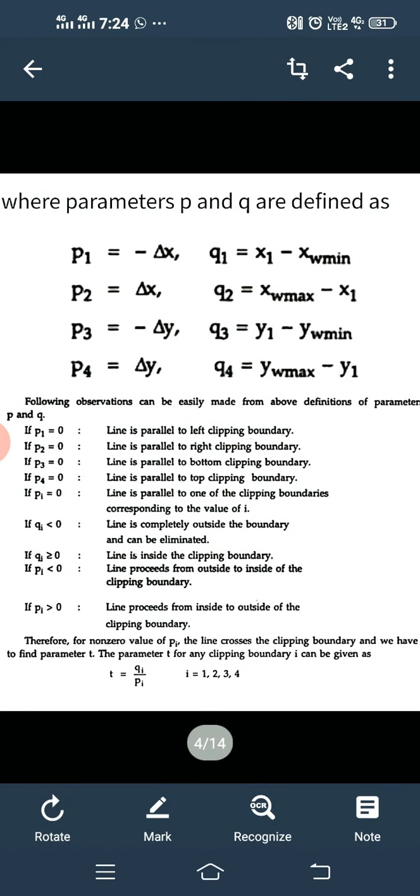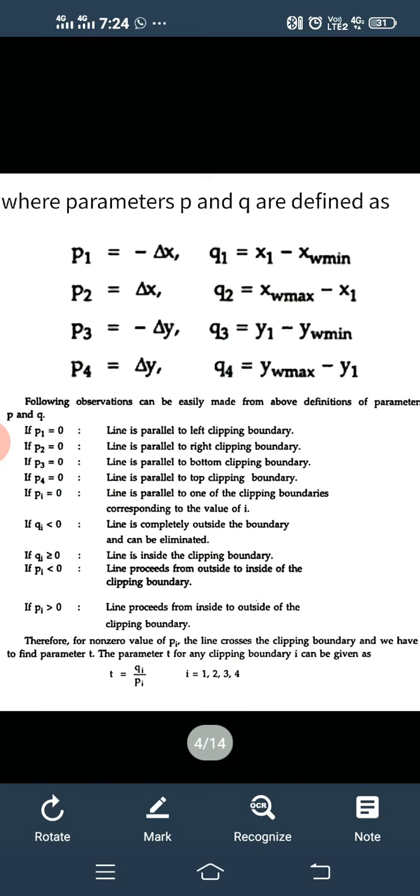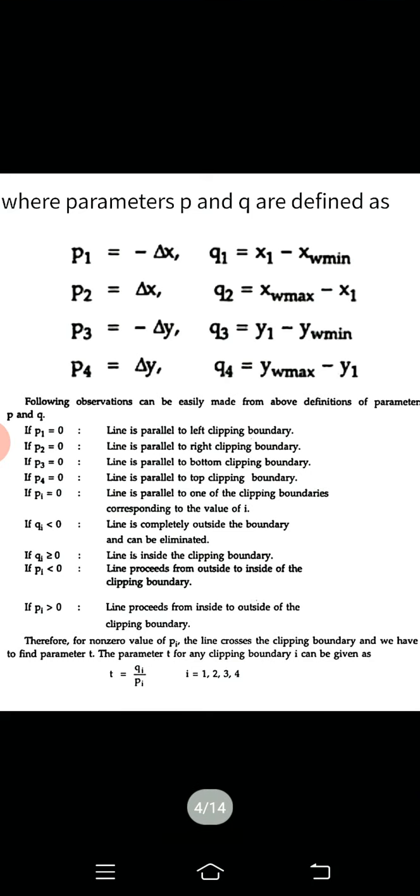Now, after calculating these values from p1 to p4 and q1 to q4, some observations can easily be made. If pi equals 0, that is, if any of p1, p2, p3 or p4 equals 0, then we can say the line is parallel to a clipping boundary.